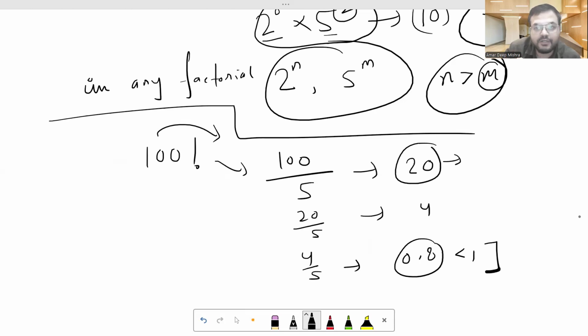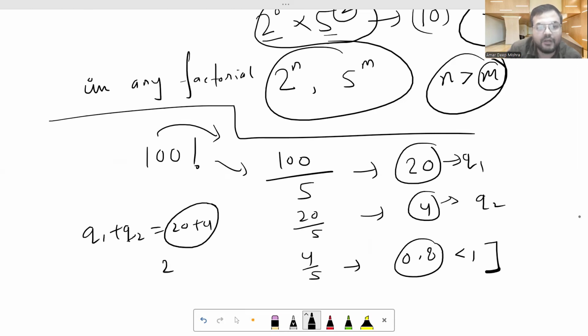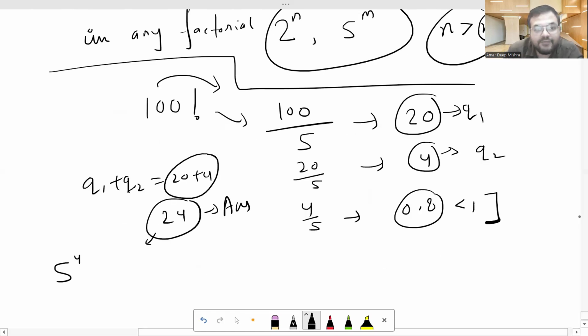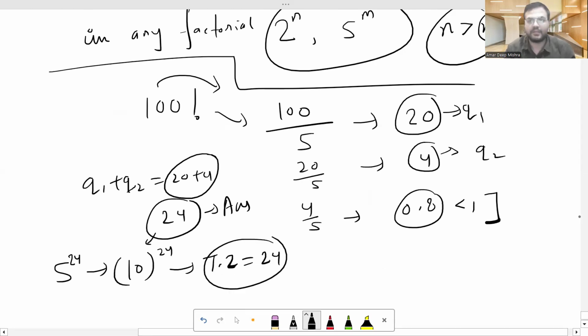What is the first quotient? 20. The second quotient, 4. So you add these two quotients. That is 20 plus 4, 24. Now 24 is your answer. Simple. 24 is the power of 5, and the power of 10 will also be 24, and the number of trailing zeros will also be 24. Okay, so this is how we can find out the number of trailing zeros in any factorial.